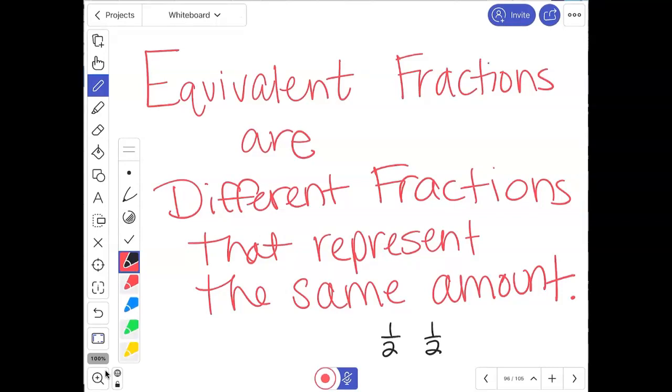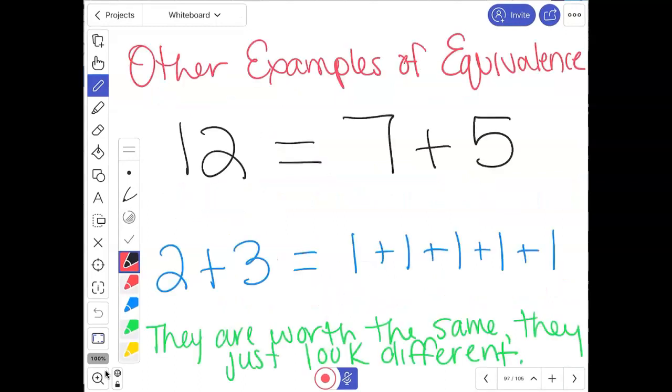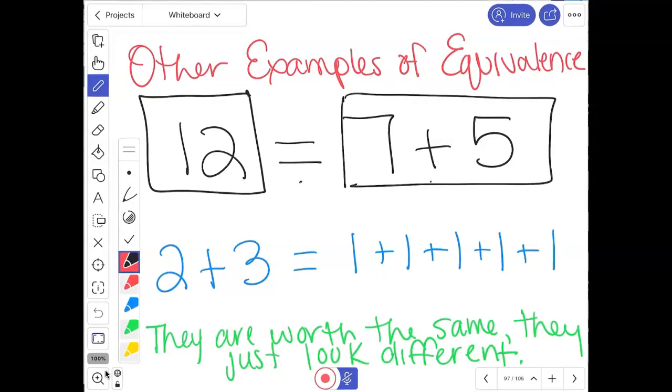You've been dealing with equivalence for forever. Here are some other examples of equivalence that you know. You know that 12 is equivalent to 7 plus 5. 12 and 7 plus 5 have the same value. If I actually do this math, it equals 12, right? So these mean the exact same thing, but they look different.